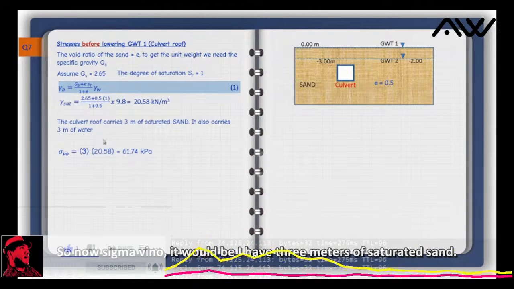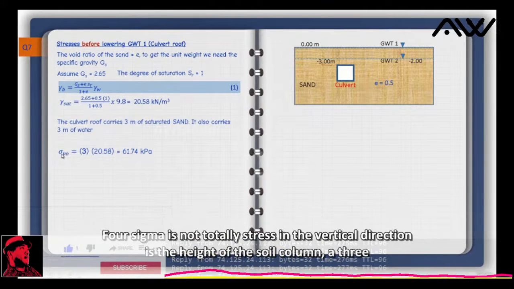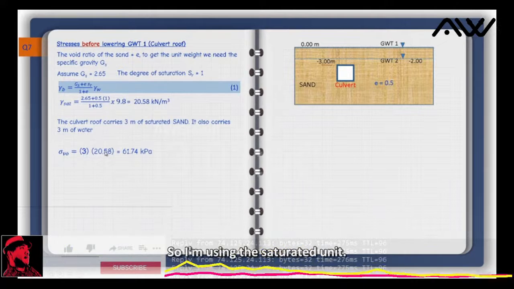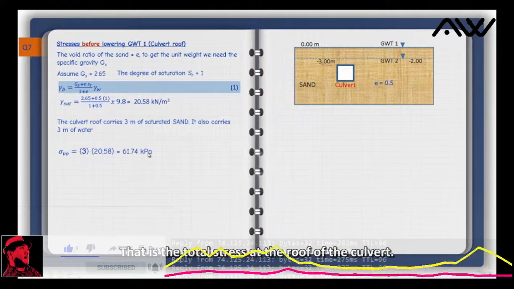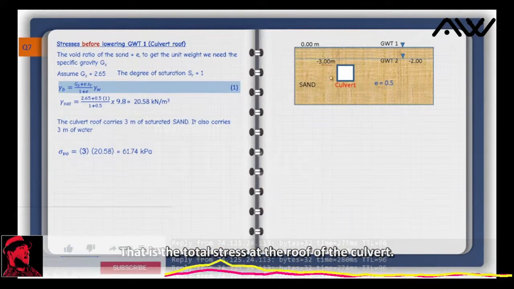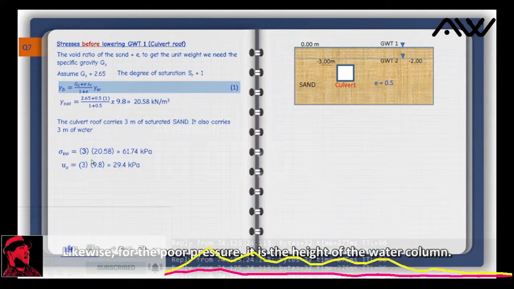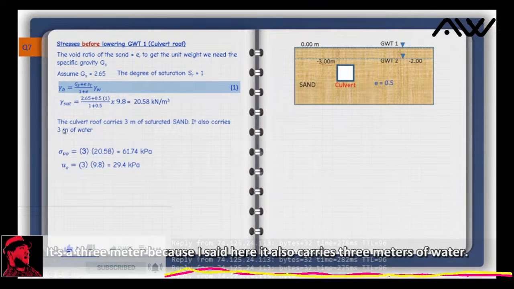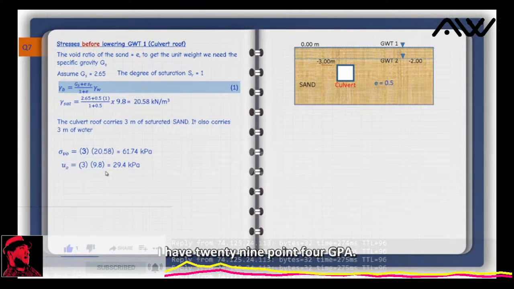So now sigma V naught would be, I have 3 meters of saturated sand. That's all I need to do for sigma V naught. Total stress in the vertical direction is the height of the soil column, that's 3 meters, saturated, so I'm using the saturated unit weight, 20.58, which gives 61.74 kPa. That is the total stress at the roof of the culvert. Likewise, for the pore pressure, it is the height of the water column. It's 3 meters, because I said here it also carries 3 meters of water. This is minus 3, and the water level is at 0. Multiplied by the unit weight of water, I have 29.4 kPa.